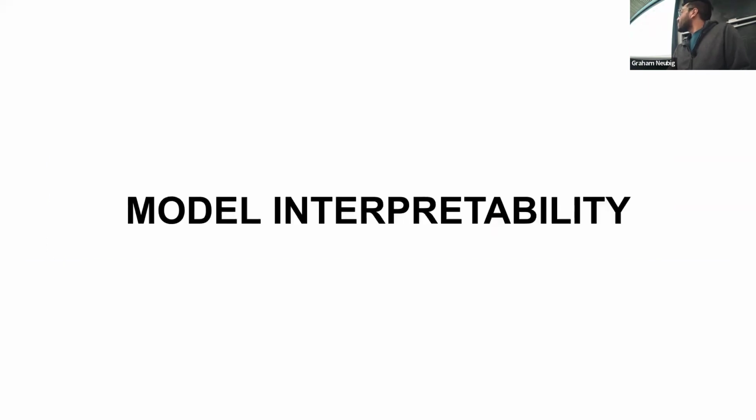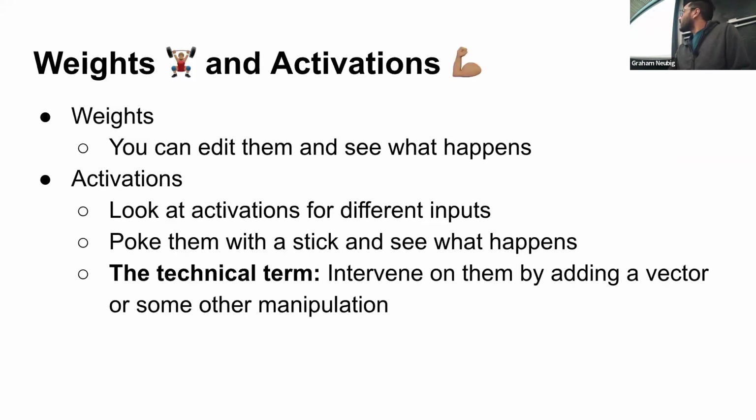All right, so let's move into model interpretability. So there are weights and there are activations. I mentioned these are the two things that we're going to look at. So what can you do with the weights of an already trained model? Really, you can just edit them and then kind of see what happens.